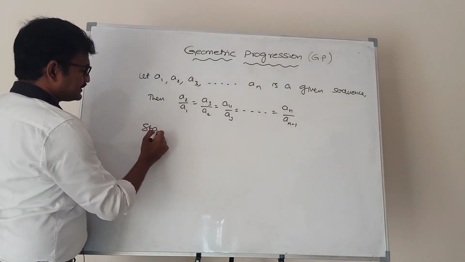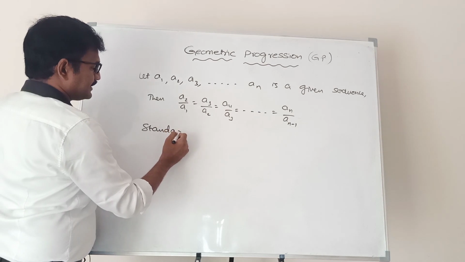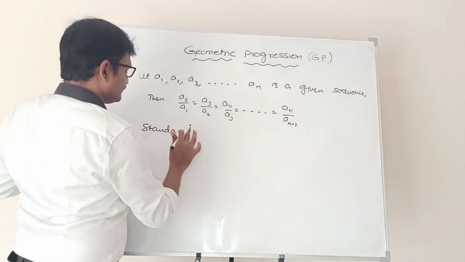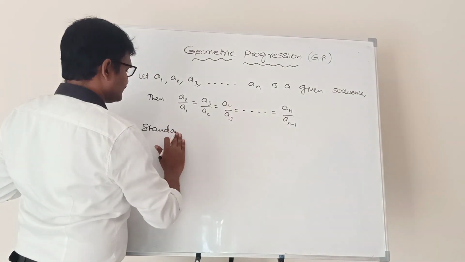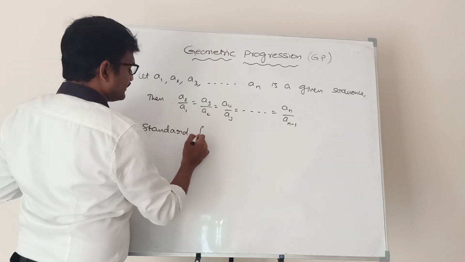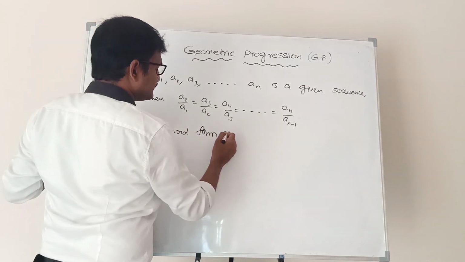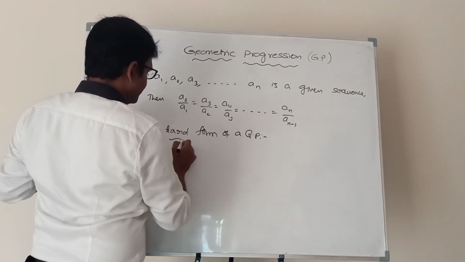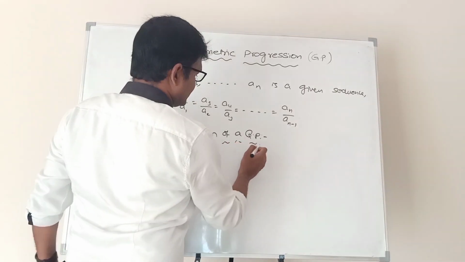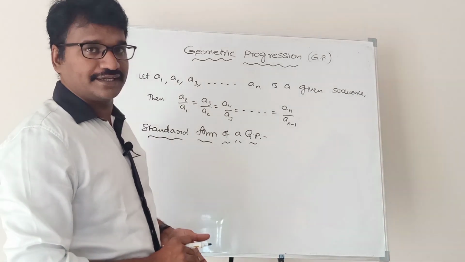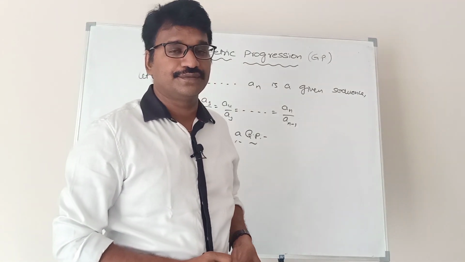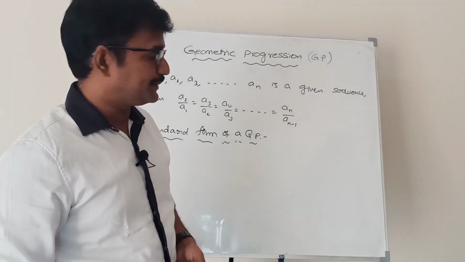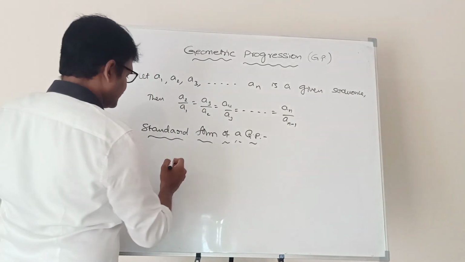Standard form of a GP. What is the standard form of AP? A, A plus D, A plus 2D, A plus 3D, so on, A plus n minus 1 into D is called the standard form of AP. Similarly, what is the standard form of a GP?